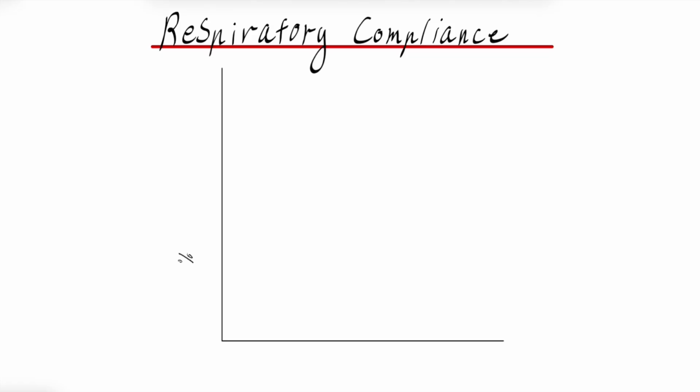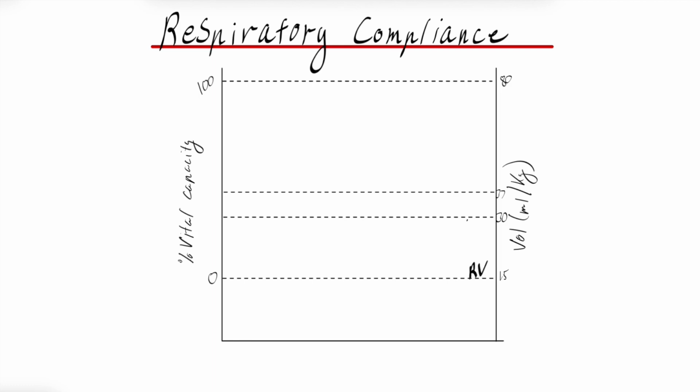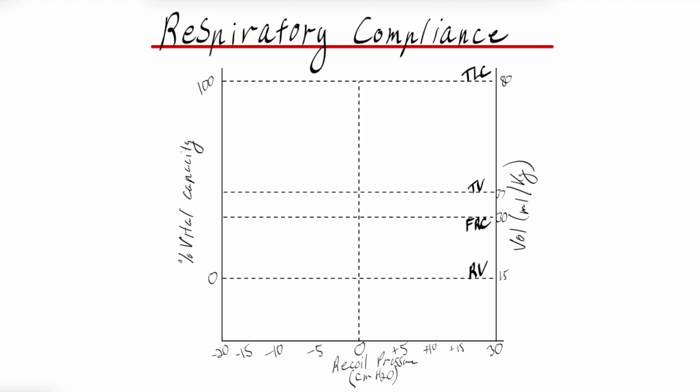So on your y-axis, I would draw the percent of vital capacity, and I would also put a volume in mL per kg for residual volume, functional residual capacity, your tidal volume, and your total lung capacity. Then on the x-axis, I would do your recoil pressure in centimeters of water. The key points I'd put here are that on either side of 0, which I'd place in the middle, I would have -5 on the left and +5 on the right. Then I would go up in increments of 5 from there to probably a max of -20 on the left and a max of around 30 on the right.